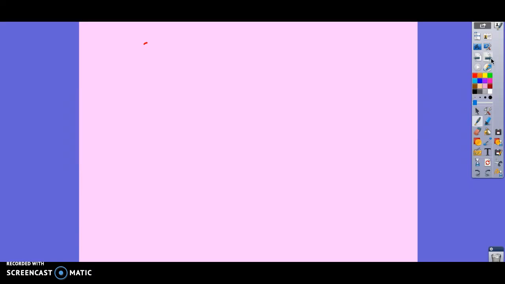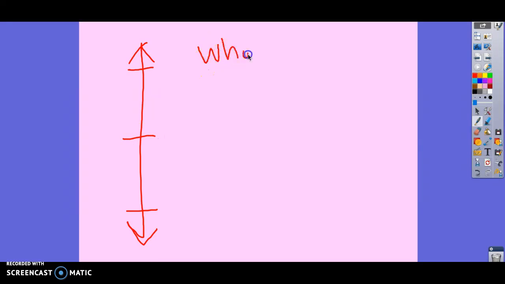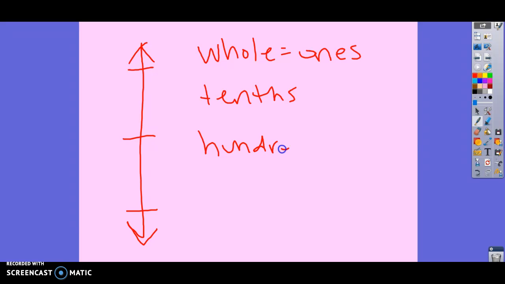So today we were rounding on a vertical number line. Using our 2 endpoints, we rounded to the whole number place, which was the ones place. We rounded to the tenths place. You can round to the hundredths place using a place value chart and your place value understanding.